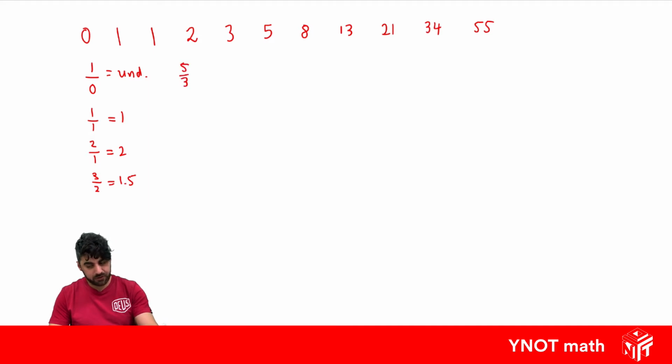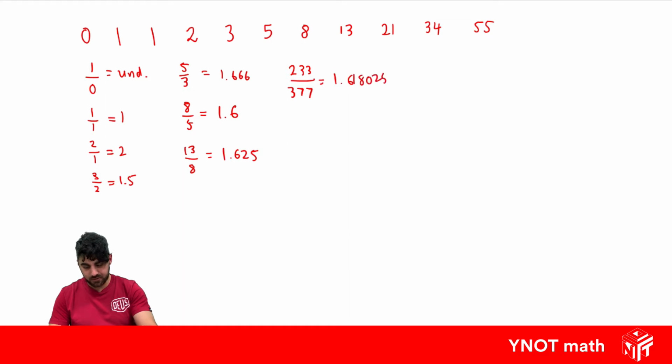5 divided by 3, we're getting 1.666 recurring. Now we're up to 8 divided by 5, which we get 1.6. 13 divided by 8, which is 1.625. And if we look further down the track at two Fibonacci numbers, there would be 233 over 377, and we get 1.618025751, and so forth.